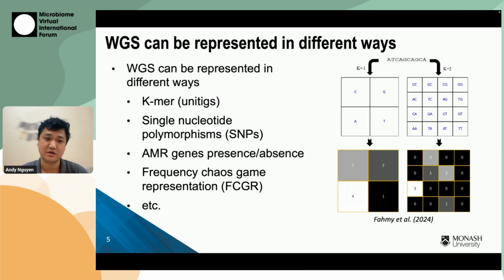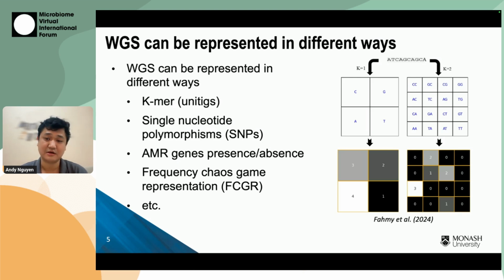Whole genome sequencing data can also be presented in the form of image-like features, such as the frequency chaos game representation, as you can see on the right side, where each k-mer is located in a cell, and each cell is then encoded with the frequency count of each k-mer present in the genome.